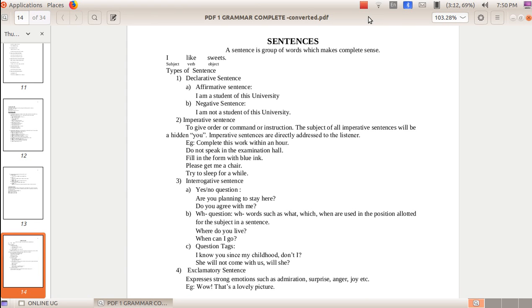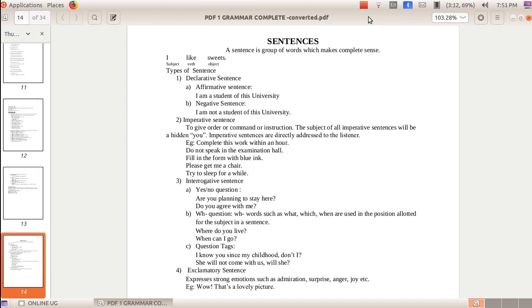The person is stating something. The subject, I am a student of the university. The person is positively declaring that I am a student of the university. And the next type, with the same kind of example, we will understand what positive and negative declaration is about. So negative sentence, you see the example: I am not a student of this university. In the same way something is stated, whether positively or negatively, you are declaring something. The person is making a statement.